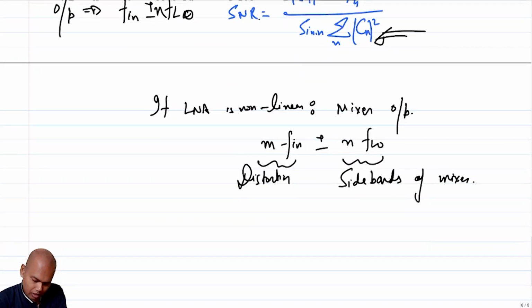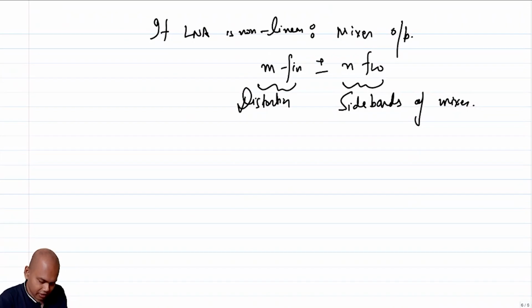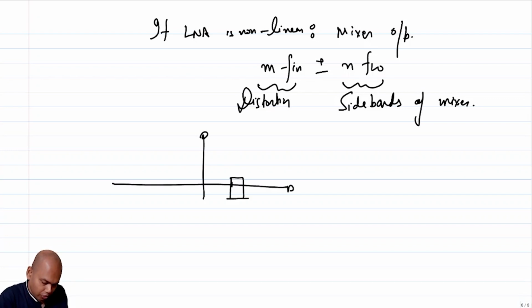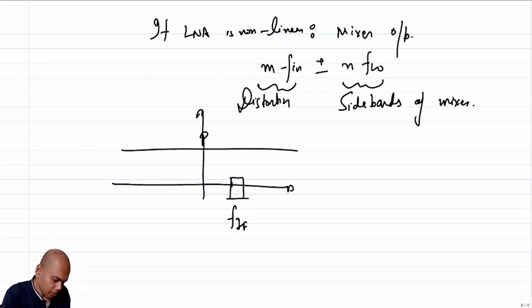Okay, let's not digress further. The next thing that we need to understand is, if I have thermal noise, what is happening? Let's say I'm only interested in finding out the noise around FIF. So what can contribute to the noise around FIF? The input has a noise spectrum.